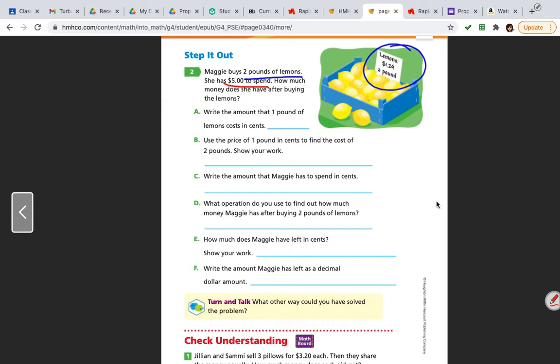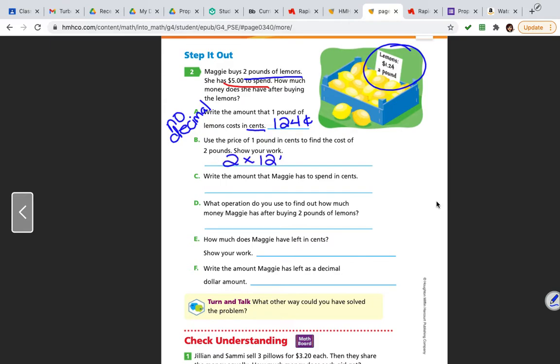Well, A says write the amount that 1 pound of lemons costs in cents. So we're going to write $1.24 in cents. Remember, no decimal. Cents means no decimal. So $1.24 would be 124 cents, or like 124 pennies. B says use the price of 1 pound in cents to find the cost of 2 pounds. So we're going to say 2 times 124.